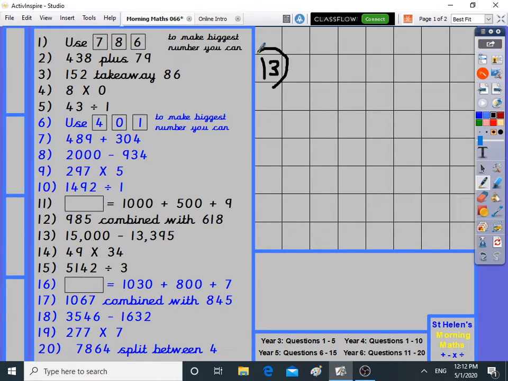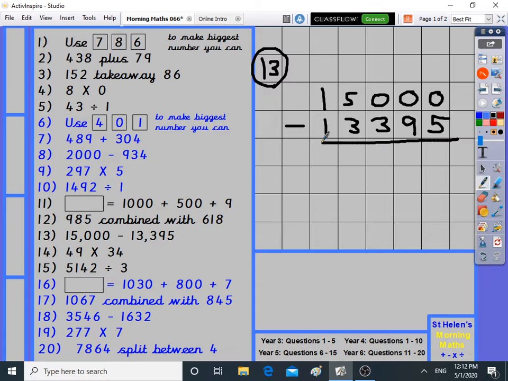Quite a big takeaway question this time. 15,000 take away 13,395. So, lots of borrowing as usual with these difficult questions.